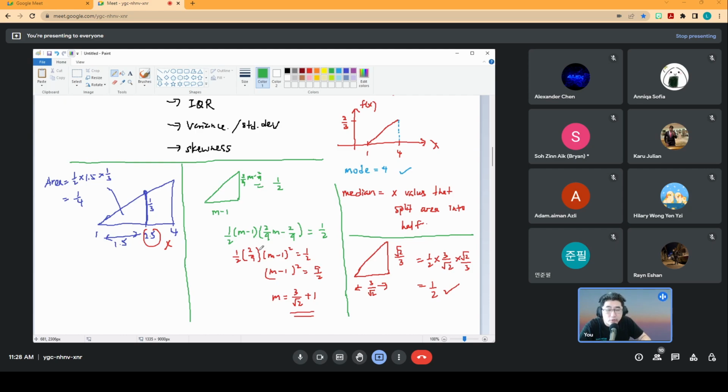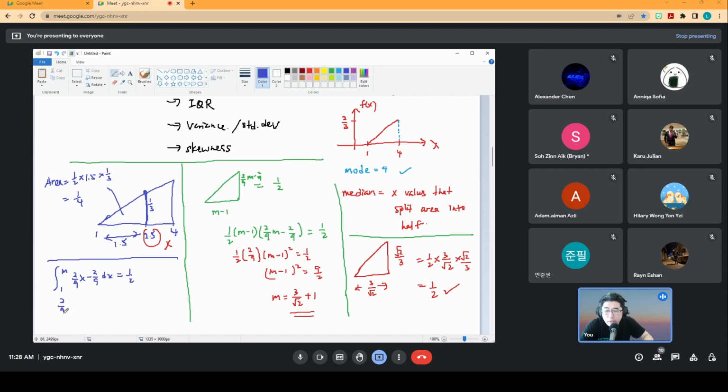Earlier I made a mistake because I cancelled off the 2/9. So what do you think? Of course, this working here doesn't look so good. But what if we do integration? Integration from 1 to m of 2/9 x minus 2/9 dx equals 1/2.